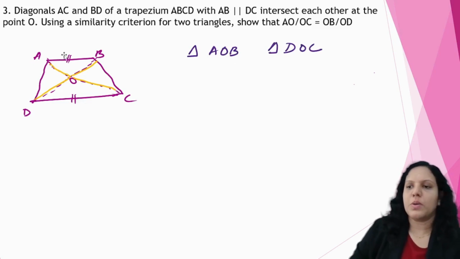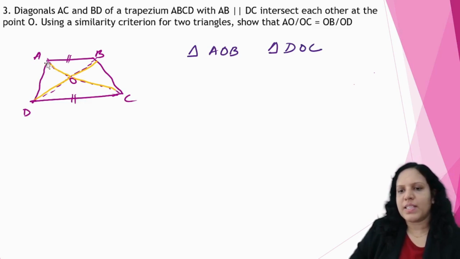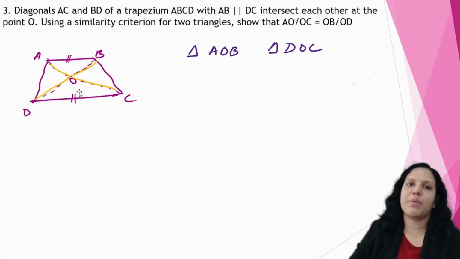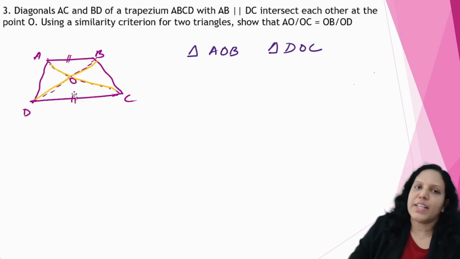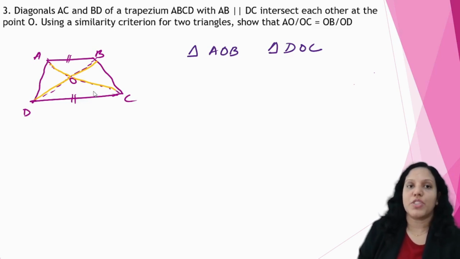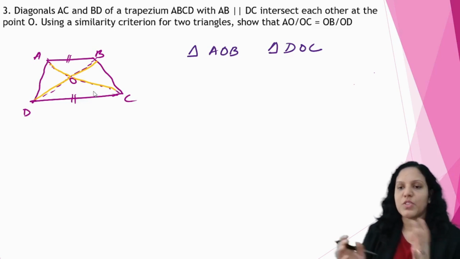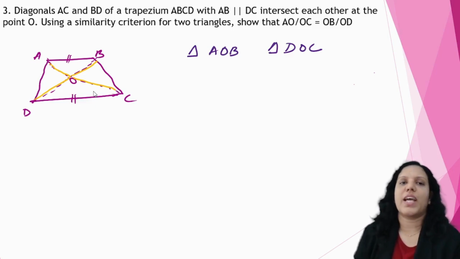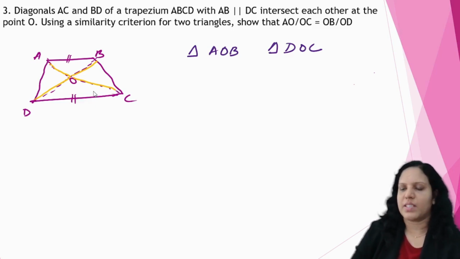So to prove AO by OC, that is AO by OC and OB by OD, right? We can consider these two triangles. If we prove the similarity criterion of these two triangles, then the corresponding sides of the triangles will be in proportion. So now let's prove these two triangles are similar triangles.